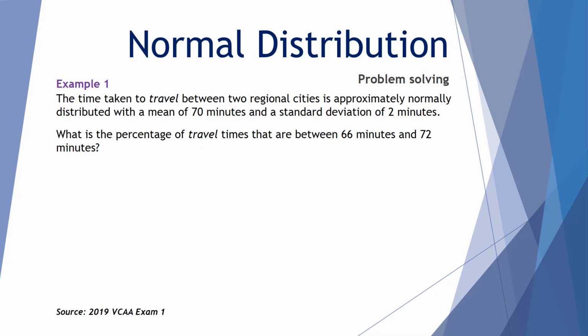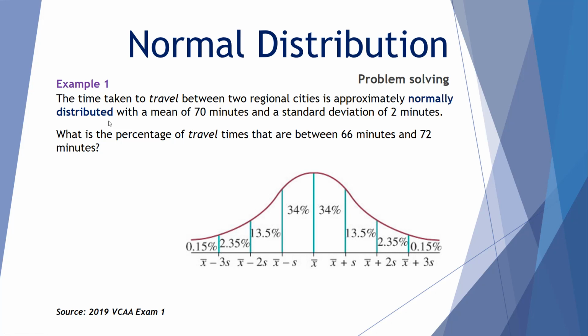Example number 1. The time taken to travel between two regional cities is approximately normally distributed, with a mean of 70 minutes and a standard deviation of 2 minutes. What is the percentage of travel times that are between 66 minutes and 72 minutes? So first of all, we can see in this question, it has the words normally distributed. So we can use this particular diagram to answer this question.